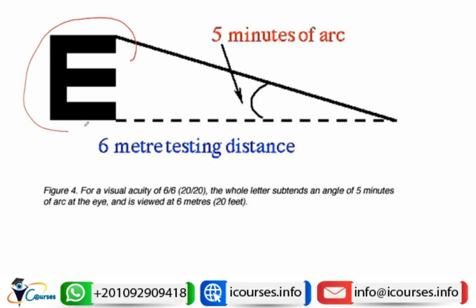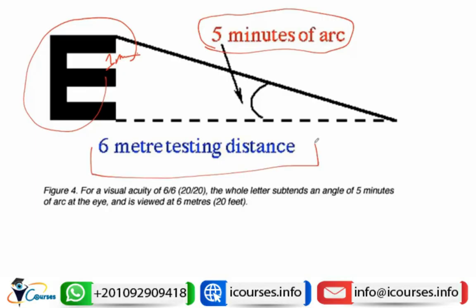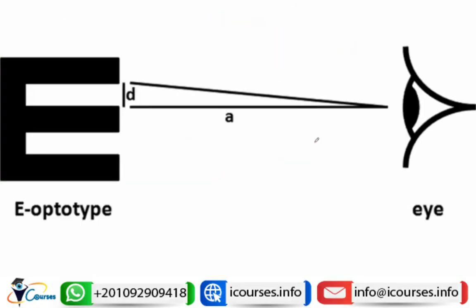So the letter itself will subtend an angle of 5 minutes of arc. So don't confuse the gap and the letter. The letter itself has a length of 5 times the gap. So the gap will make an angle of 1 minute of arc, while the letter itself will make about 5 minutes of arc. This also, as we said, is measured at a 6 meter distance. Again, the gap will make 1 minute of arc. This is the E optotype, and the letter itself will make 5 minutes of arc.